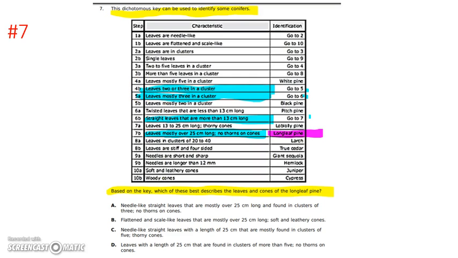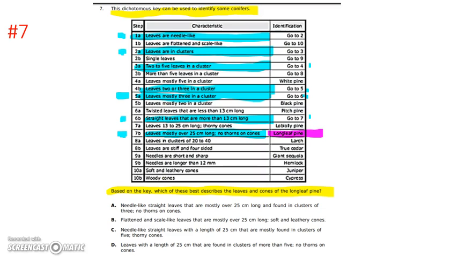What led us to 4 was way up here, which was 3A, 2 to 5 leaves in a cluster. Obviously, there's leaves in a cluster here. And then what led us to 3 was 2A, leaves are in clusters. What led us to 2A was number 1A, which is leaves are needle-like. So it looks like the longleaf pine is needle-like with leaves in clusters. It looks like they are in 3 of a cluster. They're straight leaves that are more than 13 centimeters long, and they have no thorns on their cones.